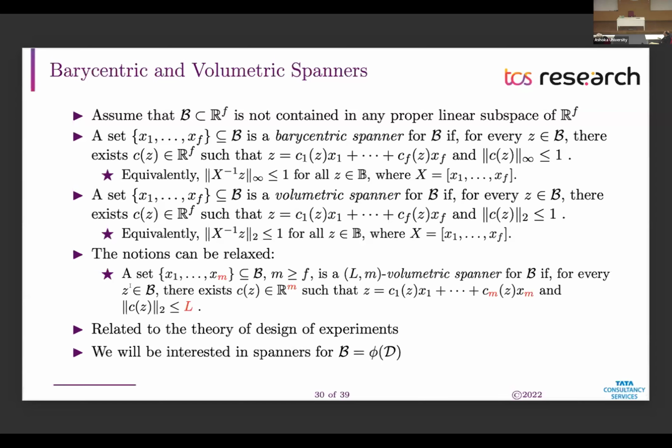And for the sake of being a little practical, these notions can be relaxed. In our work, we assume an approximate volumetric spanner, which means you are allowed to take more than f elements to make it a little easier to meet this constraint. You can use more elements. And what is that?